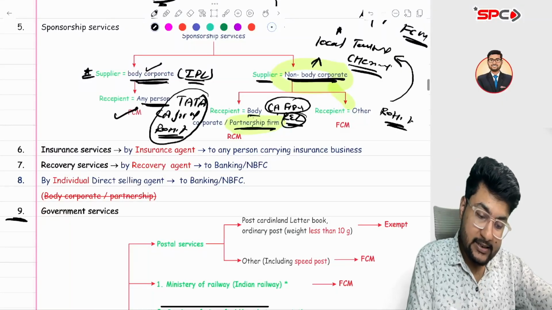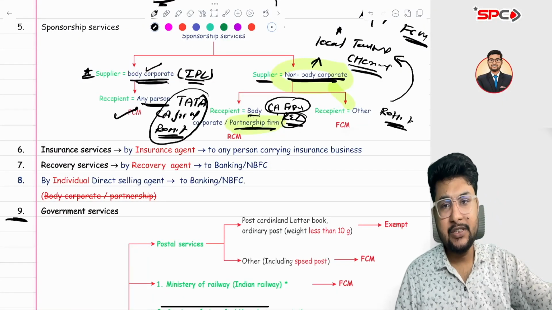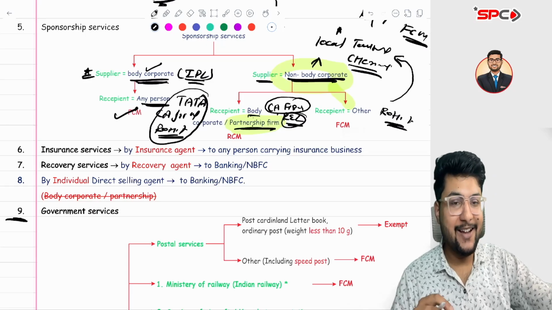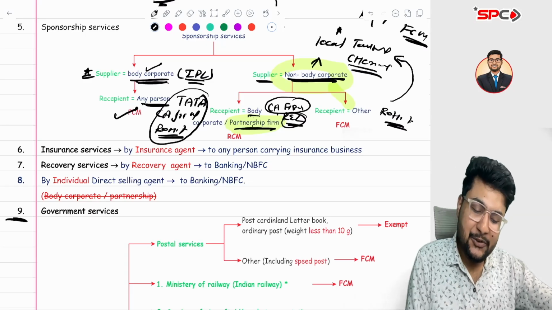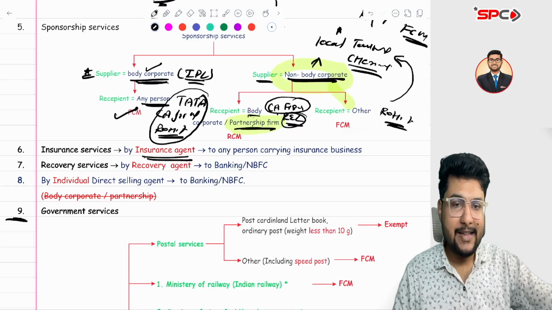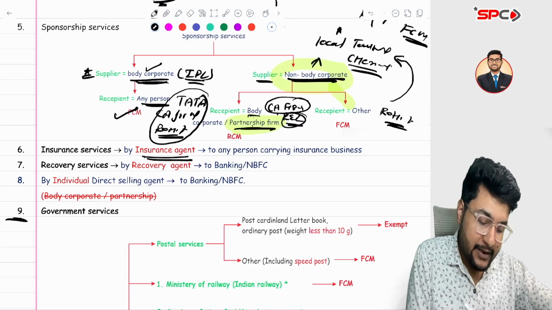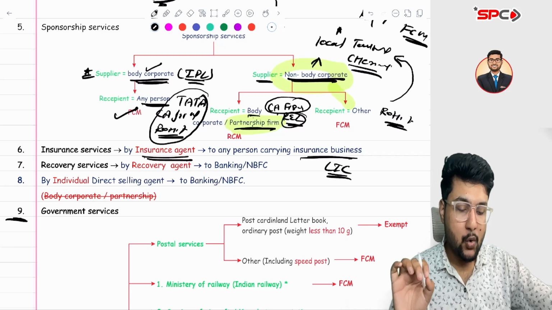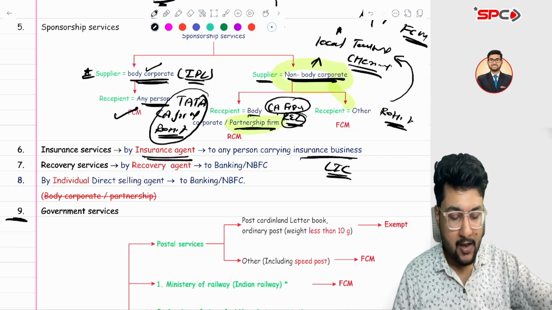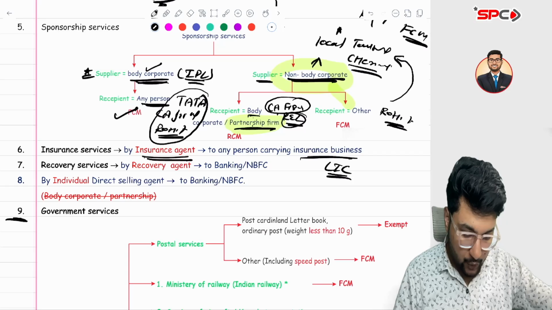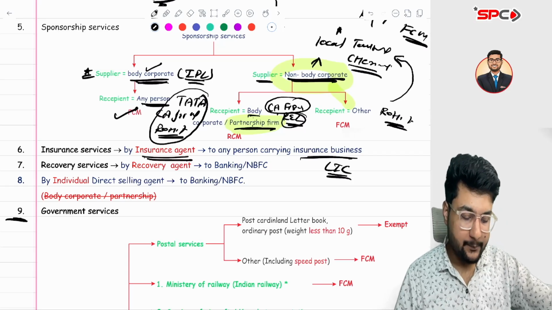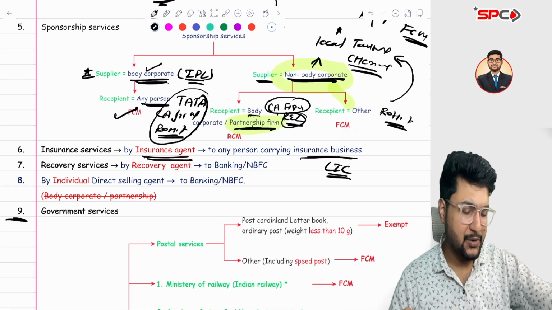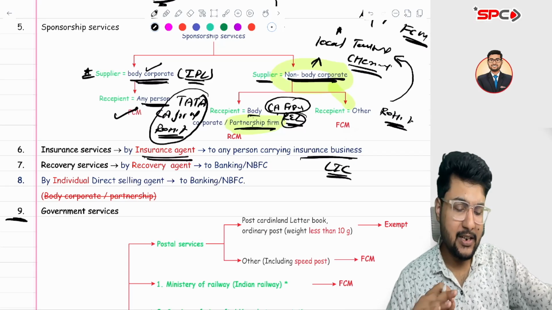Yes, sir. Another is insurance services. Have you seen any insurance agent selling an insurance policy to you? These insurance agents are very small and provide services on behalf of an insurance company, like LIC. LIC has many insurance agents selling their policies, and for that they get some commission from LIC. On that commission, LIC will deposit the tax to the government, because the insurance agent is a very small person.